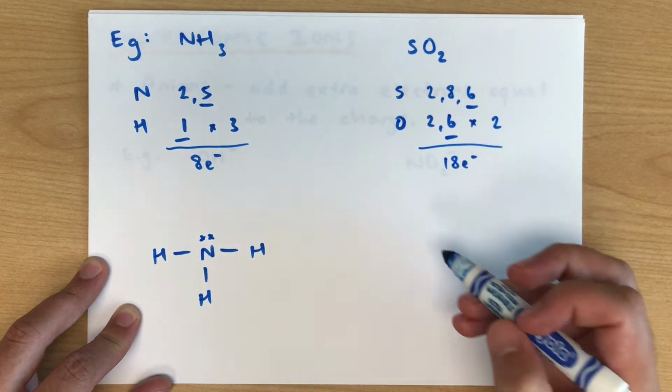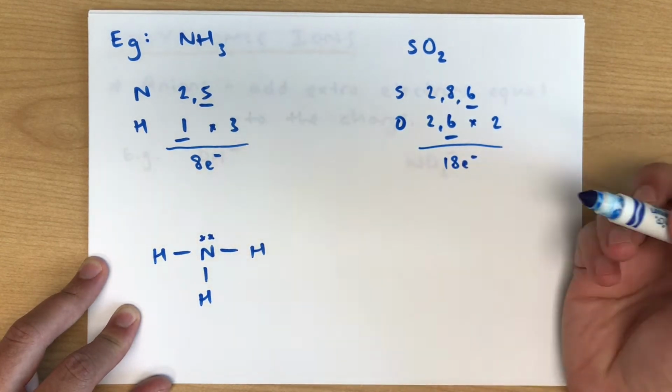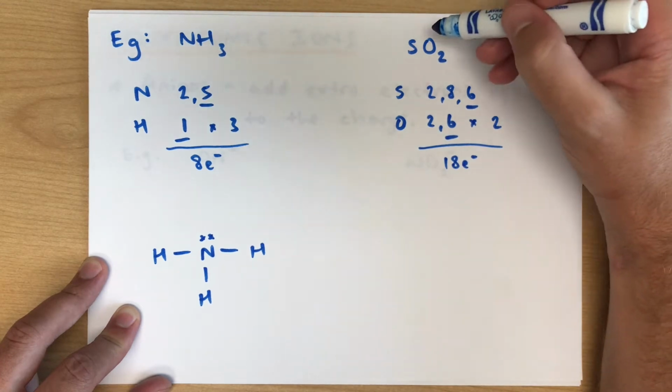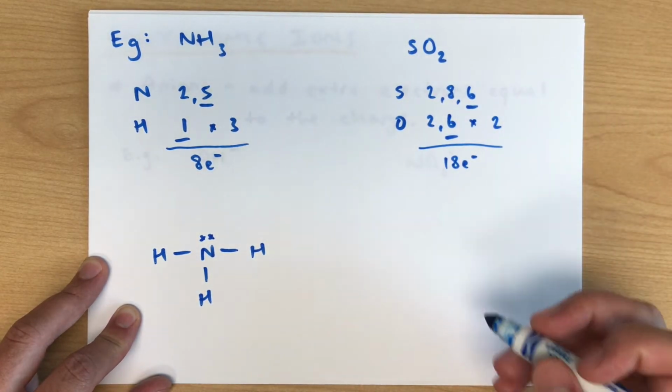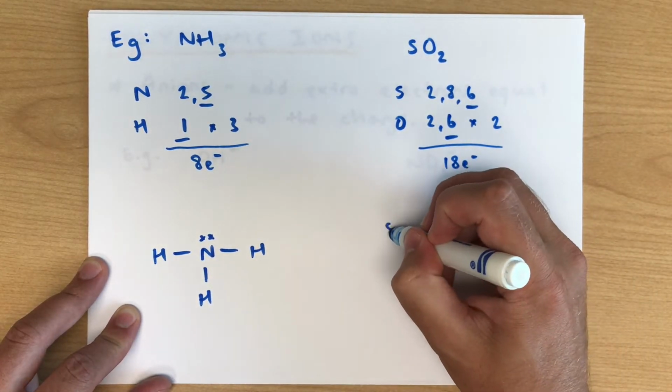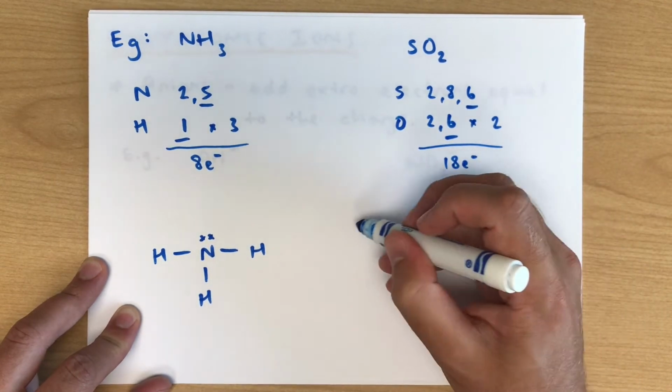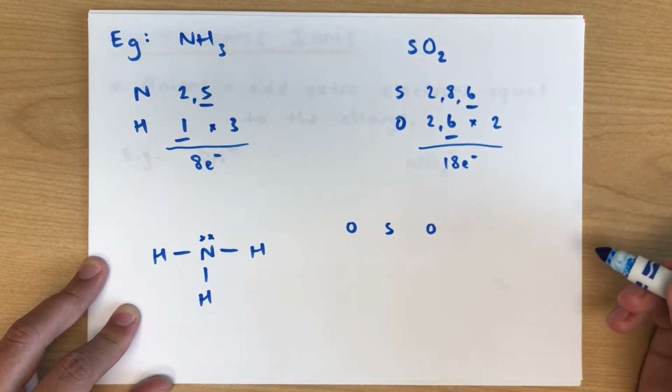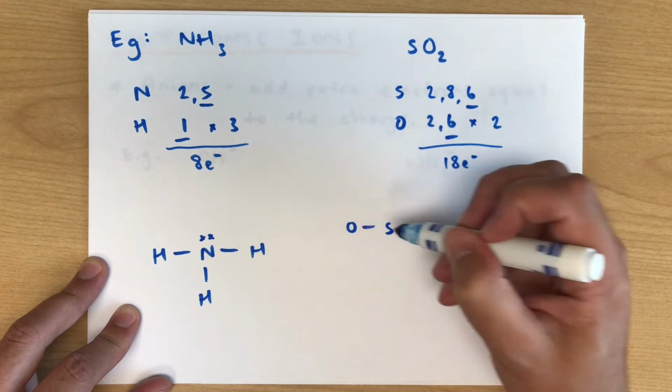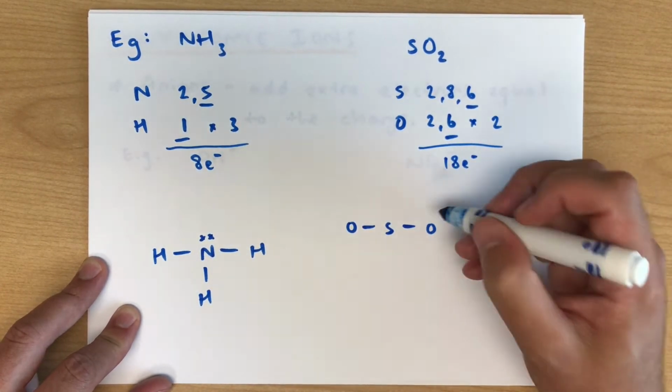So let's start off by looking at one possible example. Central atom is going to be sulfur. There's only one of them. So my S can go in the middle, O on either side. Start by connecting the atoms with a single bond. Fill the outer atoms first.